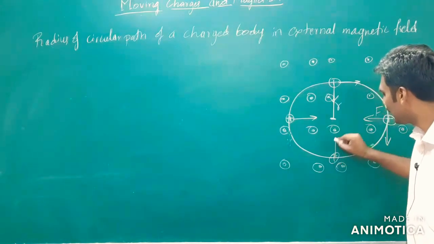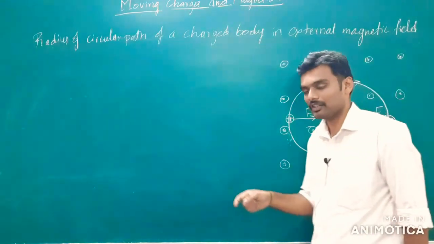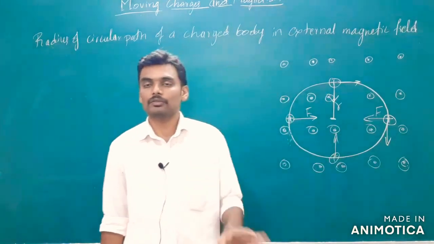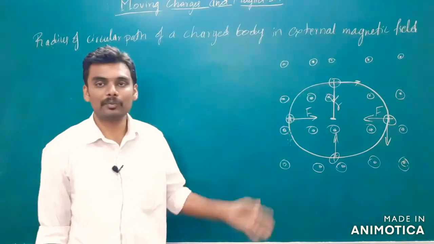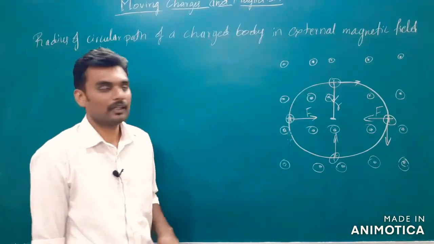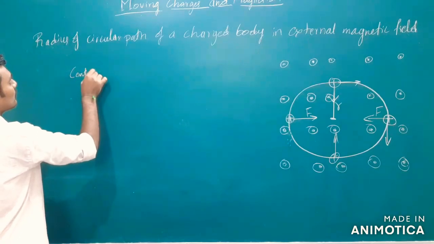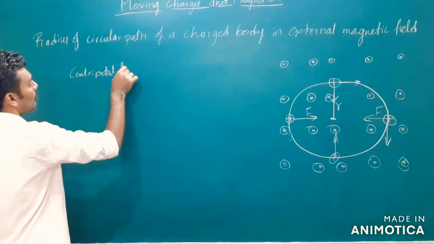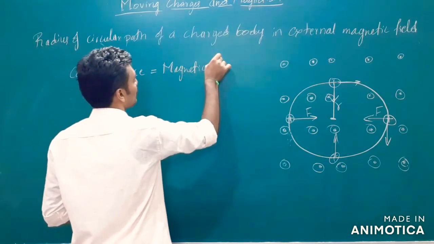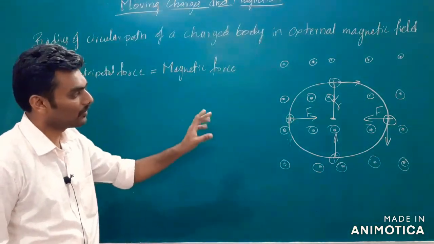Even at this point, the magnetic force is towards the center. So the magnetic force is responsible for keeping the body in the circular path, isn't it? In this situation, the necessary centripetal force for the circular motion is provided by the magnetic force, right? Which means that the centripetal force for this circular motion should be equal to the magnetic force acting on the charge. Clear?